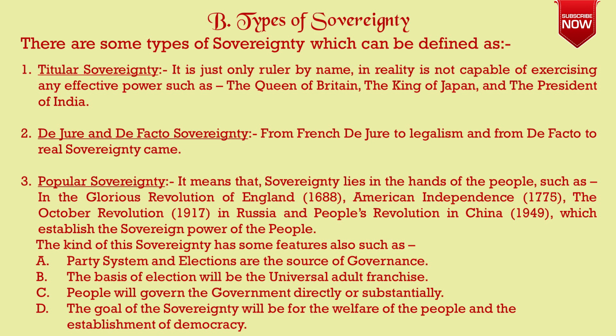Party system and elections are the source of governance. B. The basis of election will be universal adult franchise. C. People will govern the government directly or substantially. D. The goal of the sovereignty will be the welfare of the people and the establishment of democracy.